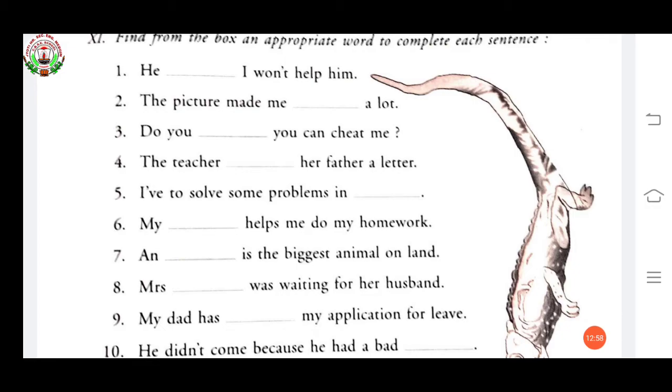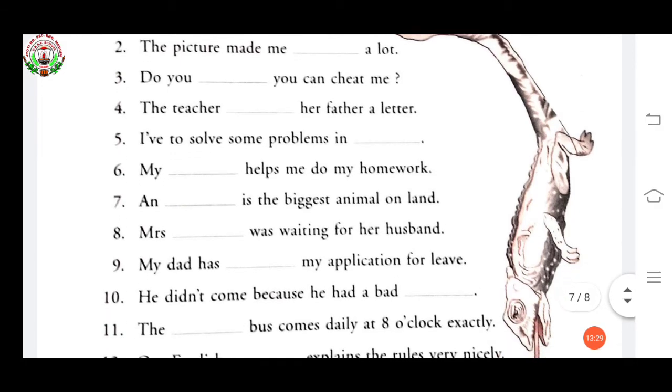Do you dash? You can cheat me? Do you think you can cheat me? The teacher dashed her father a letter. The teacher wrote her father a letter. I have to solve some problems in dash. I have to solve some problems in maths. My dash helps me do my homework. My mother helps me do my homework. And dash is the biggest animal on land. An elephant is the biggest animal on land.